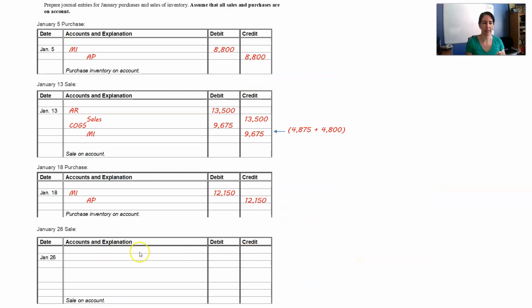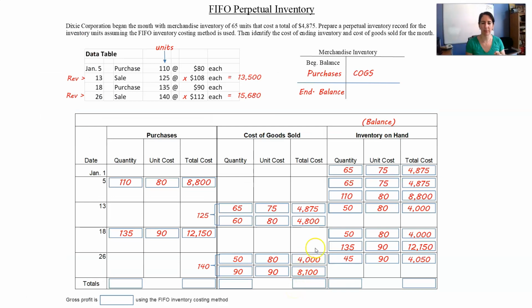All right, so to look at the sales entry, you've got the same kind of sales entry, debit accounts receivable 15,680, credit sales 15,680, debit cost of goods sold 12,175, credit merchandise inventory 12,175. All right, and that comes from the 4,000 plus the 8,100 from here. Okay, so now let's total these guys here. We're going to total everything. We had purchased 245 units at a cost of $20,950. And we sold 21,775 of them, and we're left with 45 at 4,050.